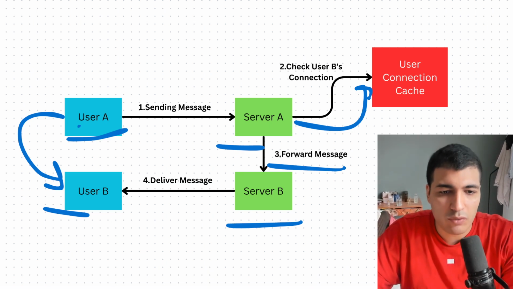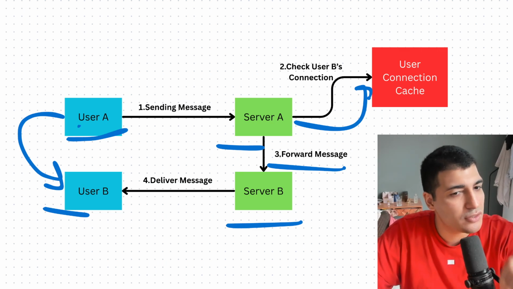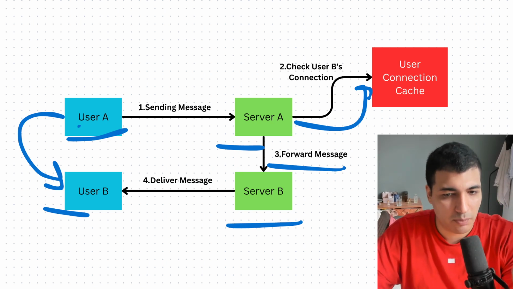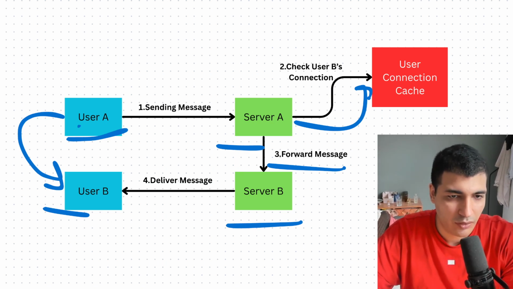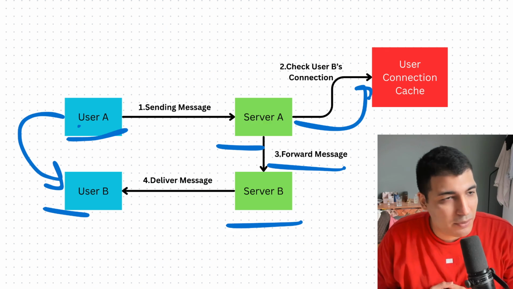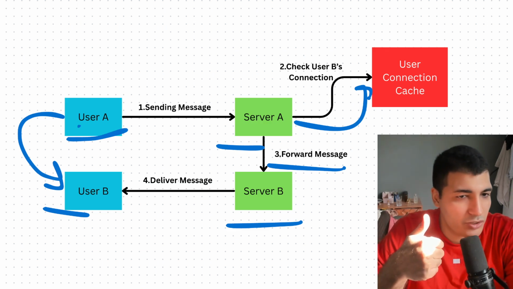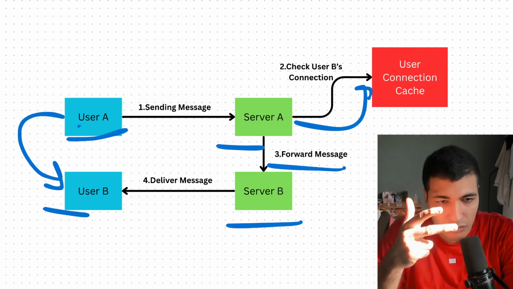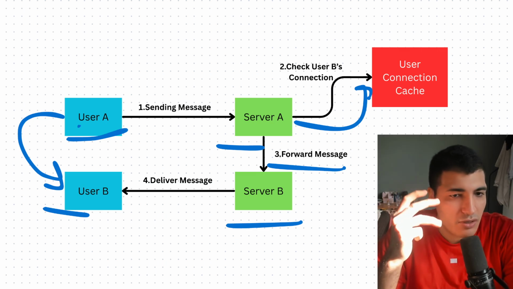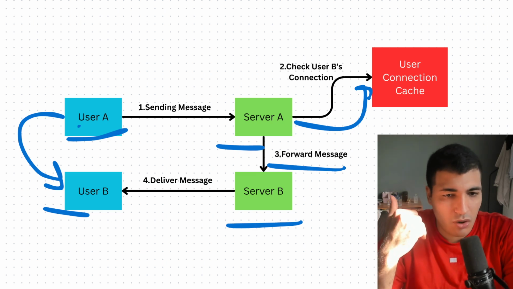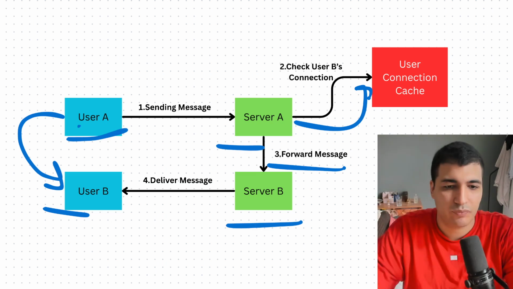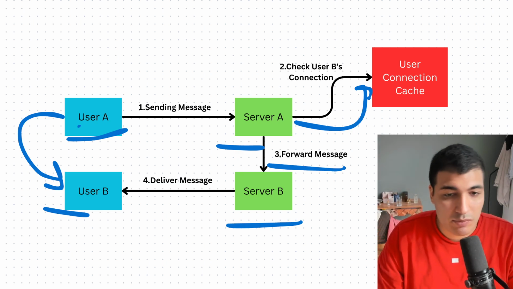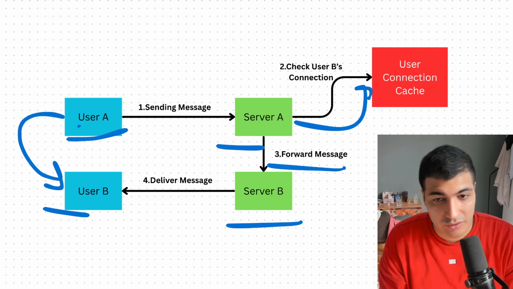In this case, server A will send the message to the notification service. The service will trigger a push notification to alert user B about the new message. So let's recap what's happening here. Number one, the user connects via WebSockets. Number two, the server tracks connections in Redis. Number three, messages are routed across servers. Number four, offline users are notified via push notifications. So that's how real-time chat systems keep your conversation lightning fast.